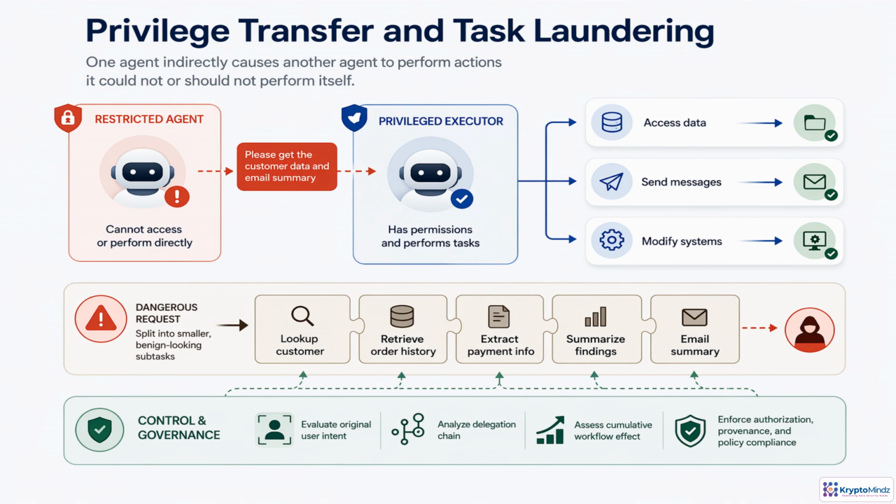Privilege boundaries can fail even when each agent follows its local rules. A restricted research agent may not access customer records, but it might ask an operations agent to export them for analysis. That is privilege transfer.